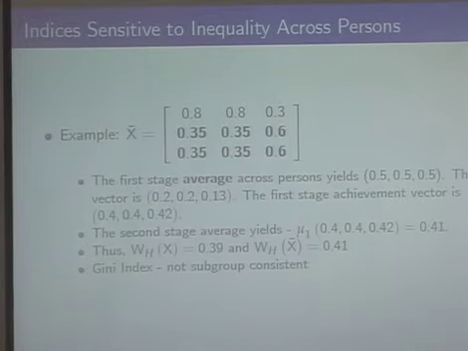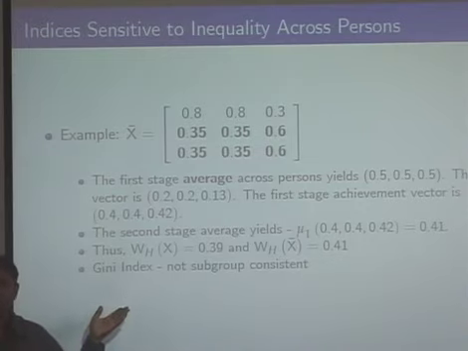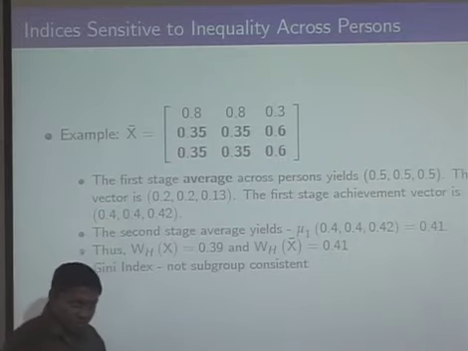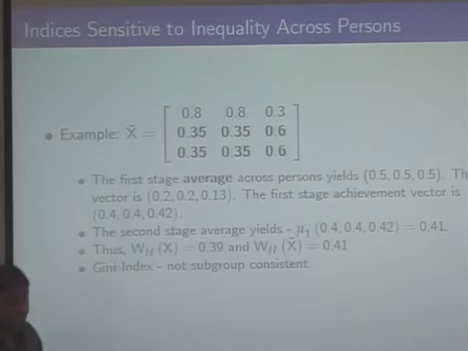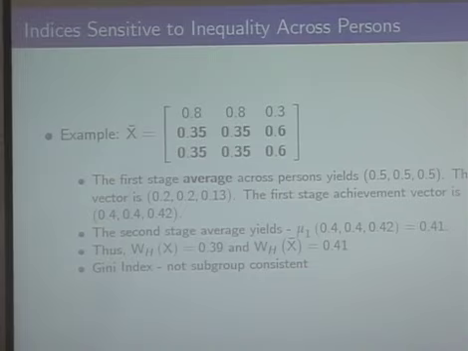Now, this is a problem with the Gini index: the Gini index is not subgroup consistent. That means if you have two groups, and the welfare of one group didn't change but the welfare of the other group increased, you could have a fall in overall welfare. And that could mislead you in terms of empirical application.